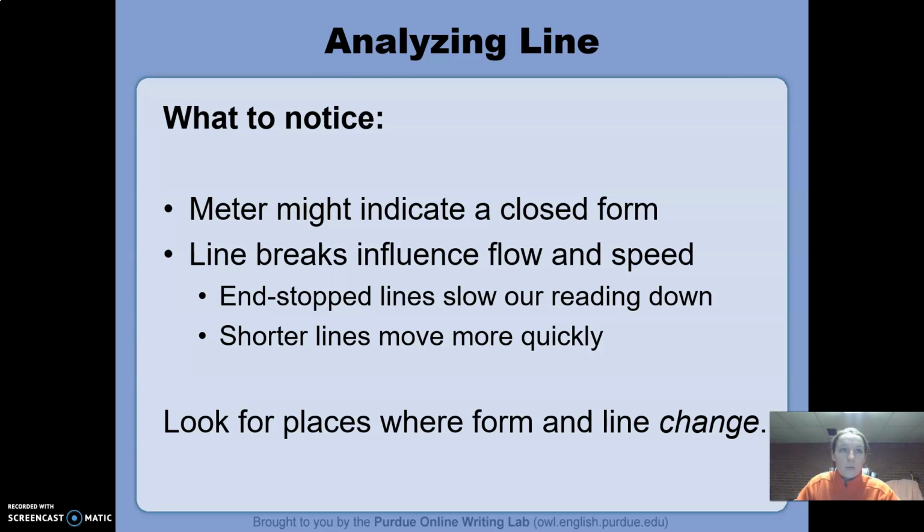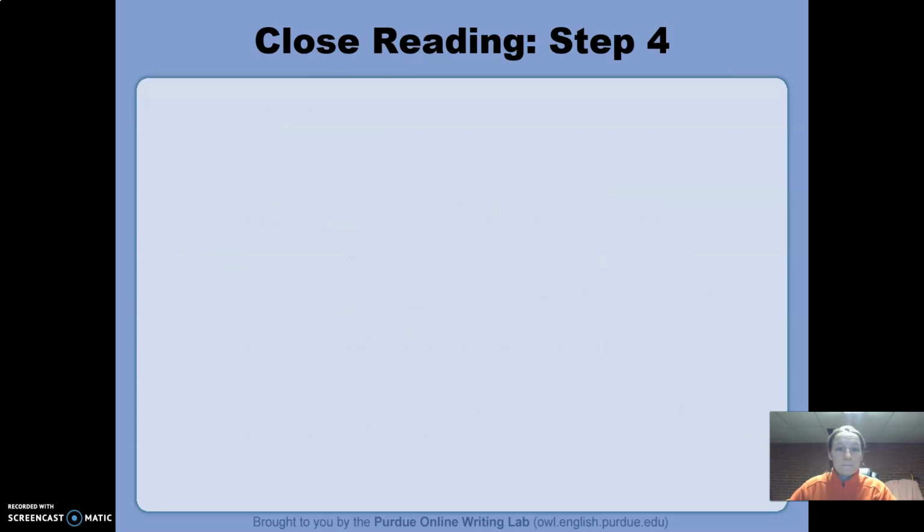End stop lines are lines in which the end of a sentence coincides with the end of a poetic line. So an enjambed line means that the sentence continues on to the next one, so the sentence didn't finish before they broke it. It can be done at varying degrees. The more broken up it is, the choppier it's going to sound, which means it's going to slow you down, especially if you start pausing it at the end of every line. Don't do that. Okay, look for those places where form and lines are changing because that's going to be important.